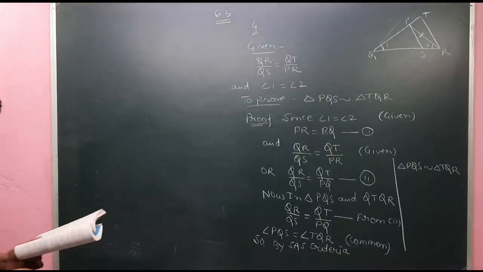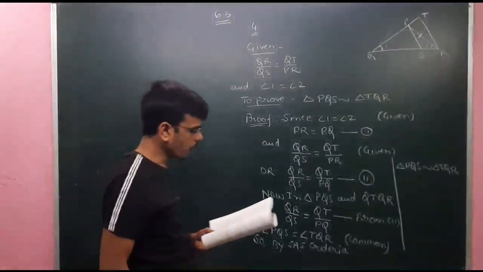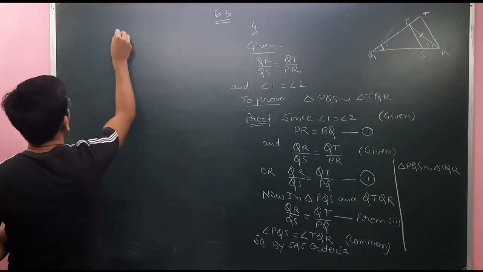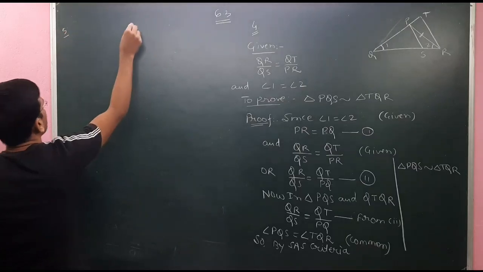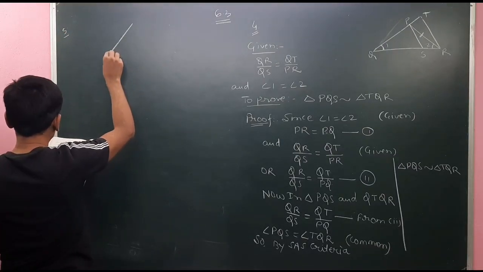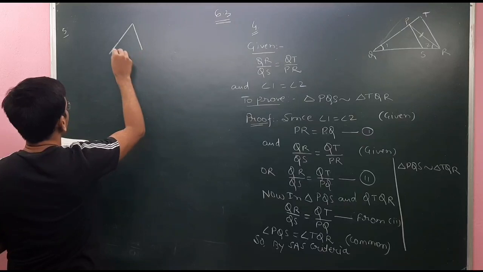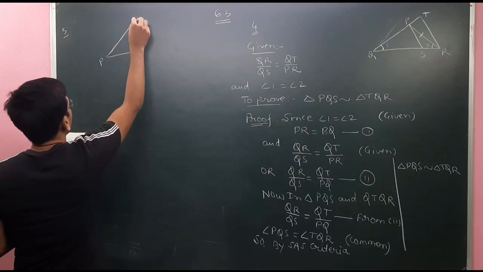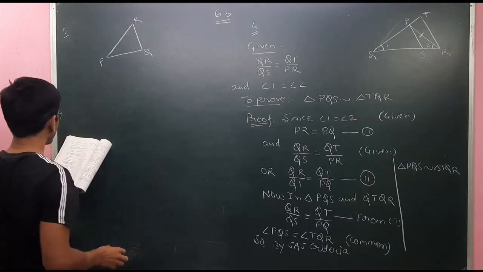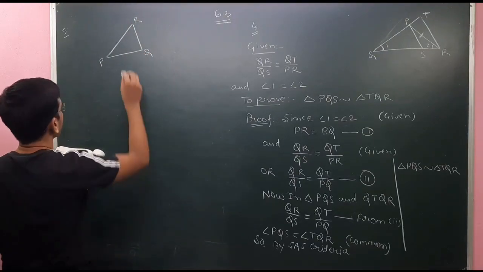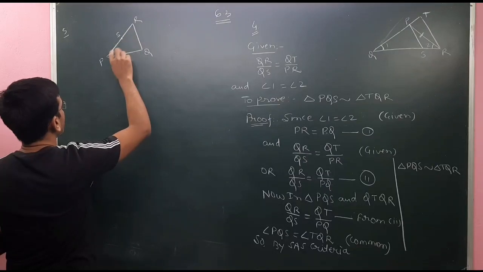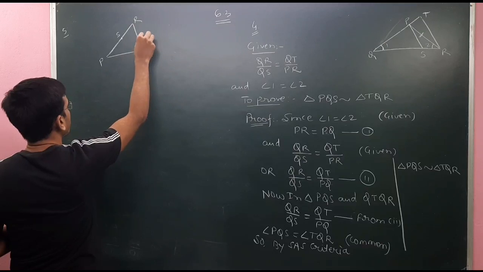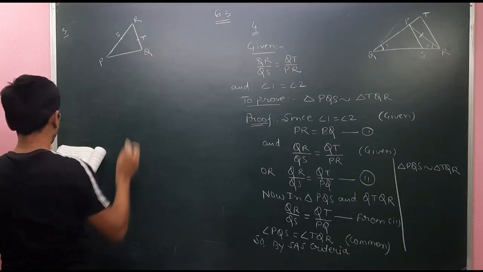Question number 5. S and T are points on sides PR and QR. This is your triangle with sides PR and RQ. This is PR and this is RQ. S is the point on the side PR and T is the point on the side QR.